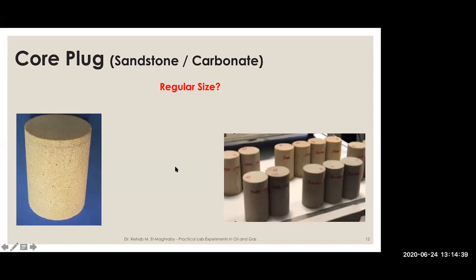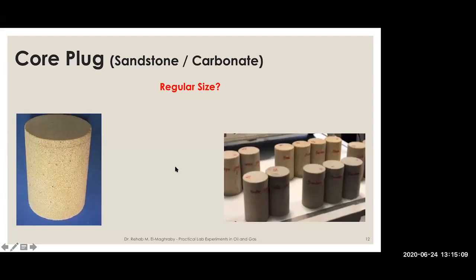Does every core plug have to be regular size? You can measure porosity for irregular size rocks, but I will not discuss this here, and it is not the standard lab experiment. The standard lab experiment we use for saturation, for relative permeability measurement, for whatever permeability measurement, enhanced oil recovery, all we are using is a standard type core plug.